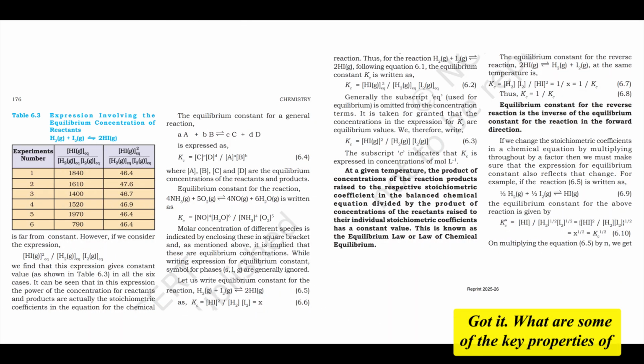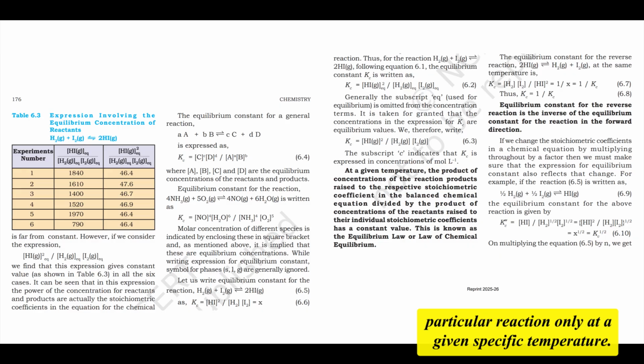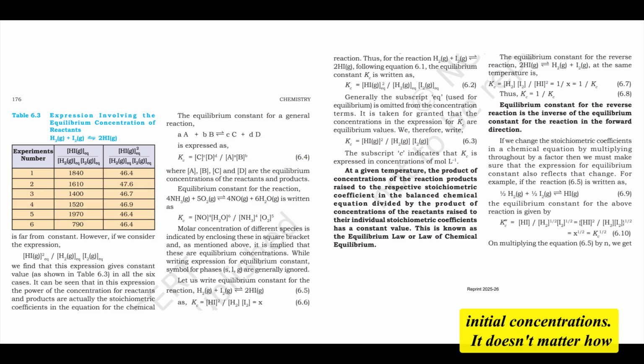Got it. What are some of the key properties of this Kc constant that I need to know for exams? Excellent question. There are 5 critical points you absolutely must remember about Kc. First, Kc has a unique constant value for a particular reaction only at a given specific temperature. Change the temperature and Kc changes. Second, Kc is independent of the initial concentrations. It doesn't matter how you started the reaction. The final equilibrium ratio defined by Kc will be the same at that constant temperature.